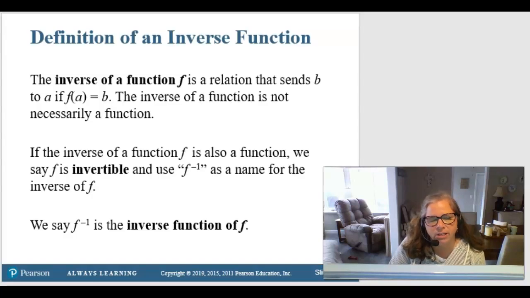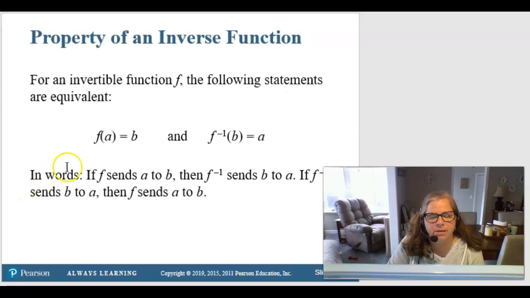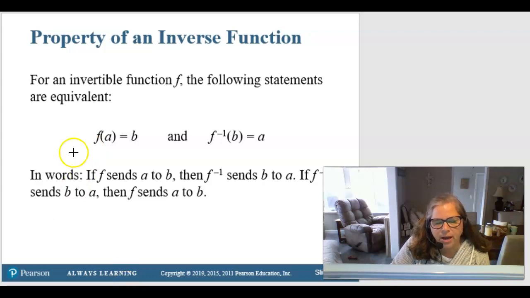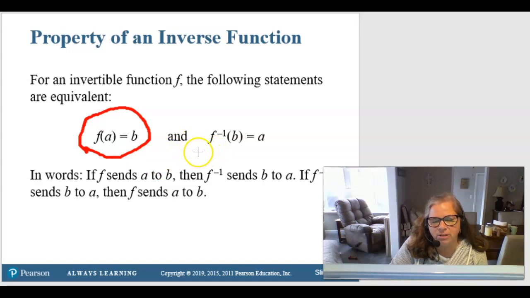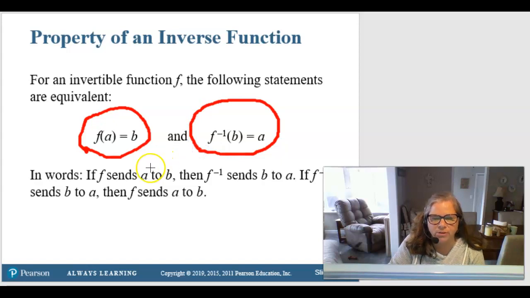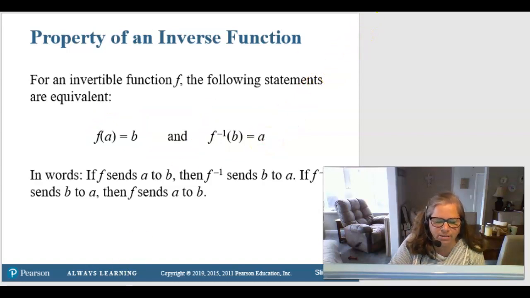The definition of an inverse function is that the inverse is a relation that sends b to a if the function of a is equal to b. So what does that mean in reality of doing our problems? It means that if you look right here at the function of a is equal to b, then we can write a new function that says the inverse function of b is equal to a. So that allows us to take the input of the original function and make it the output of the new inverse function. And we will take some practice in just a moment.